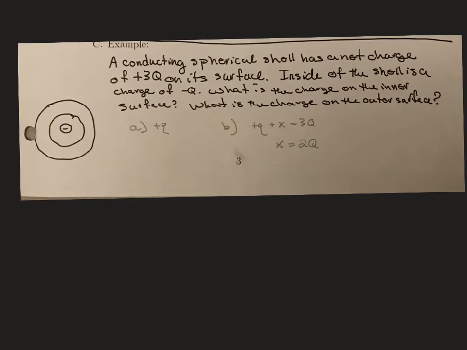Right, so in this example we have a conducting sphere. So we have a conducting sphere that has a net charge of 3Q on its surface. Remember, that could be on the inside versus the outside. Inside the shell is a charge of negative Q.